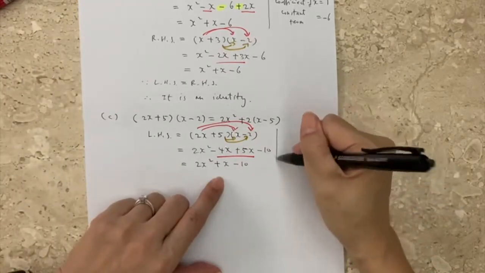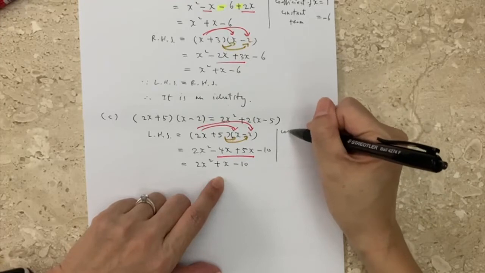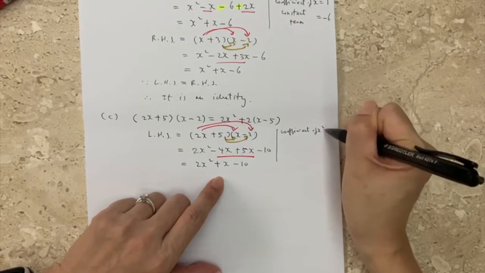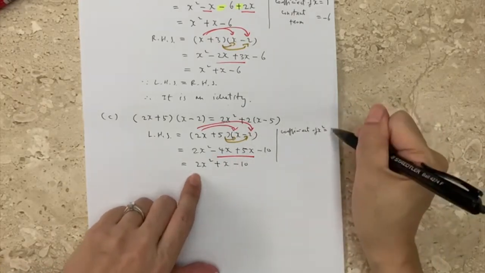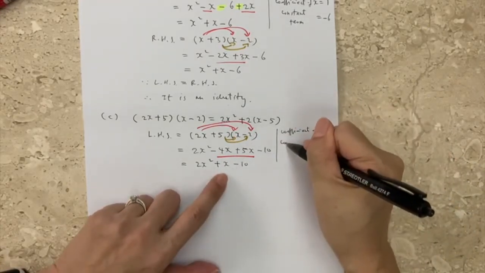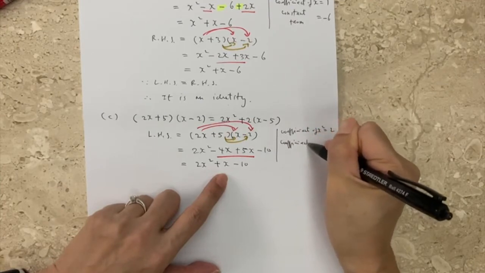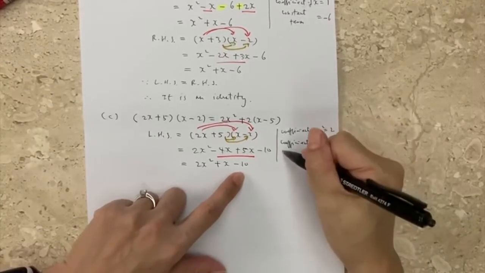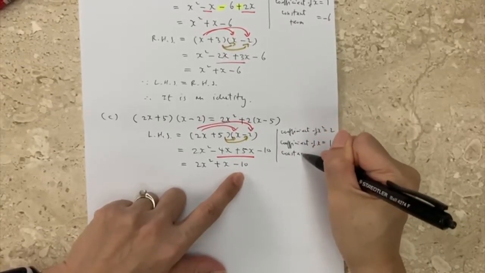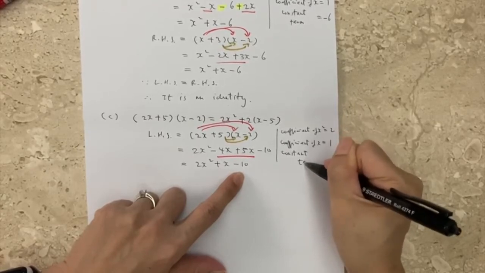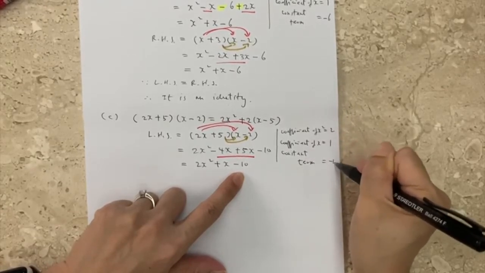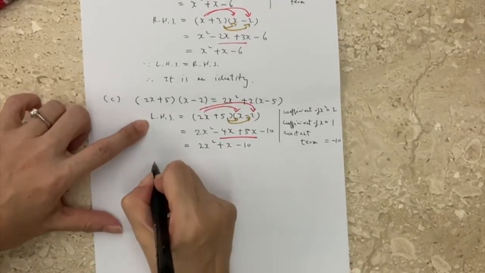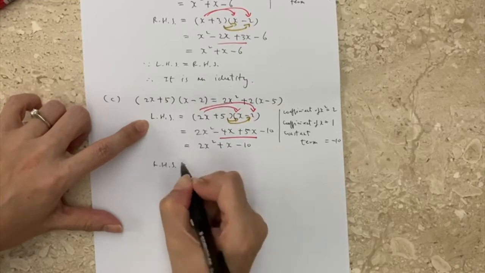Okay, again we can do revision about what is the coefficient of x squared for this polynomial, which is 2, and then the coefficient of x, which is 1, and what is minus 10? Minus 10 is the constant term, which is minus 10. Okay, so this is the left hand side of the equation. Next we come to the right hand side of the equation.